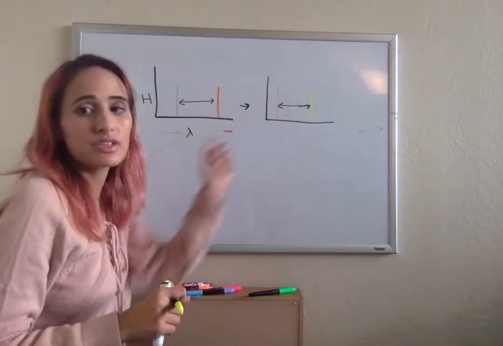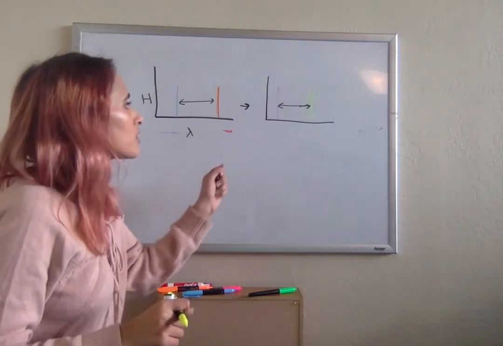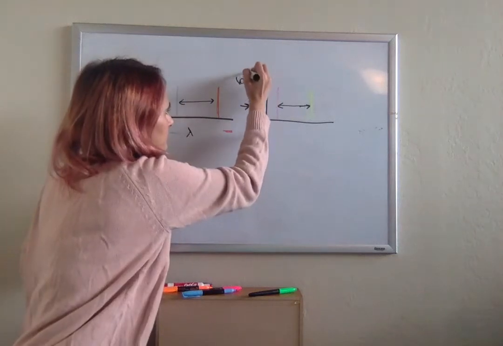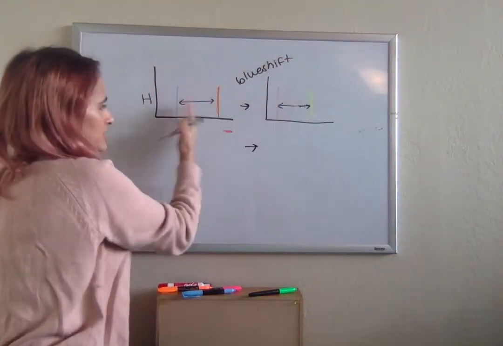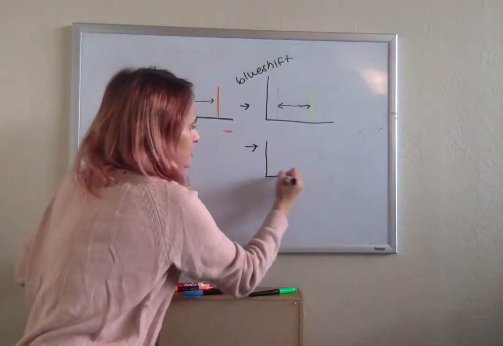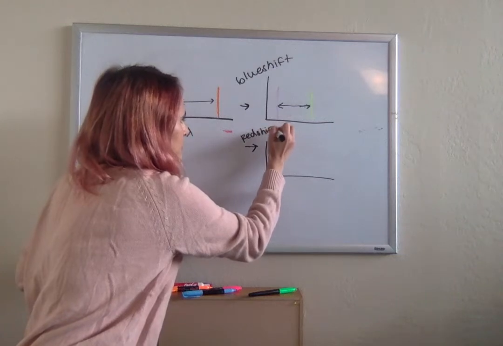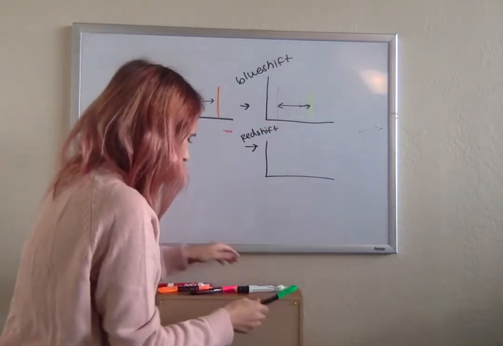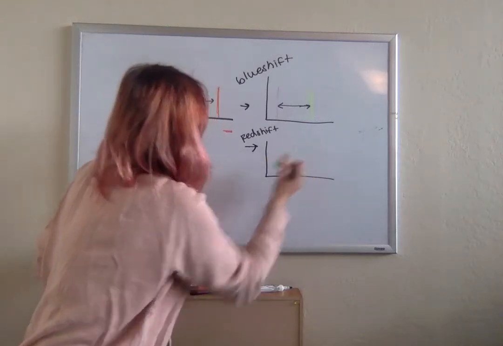So if this were moving away from us, right, they all move towards the red side. If this were red shifted, then this blue would go into the green section, and the orange would move into the red.